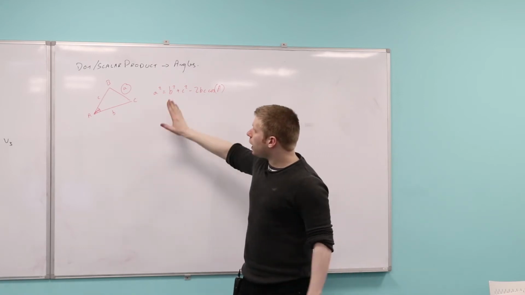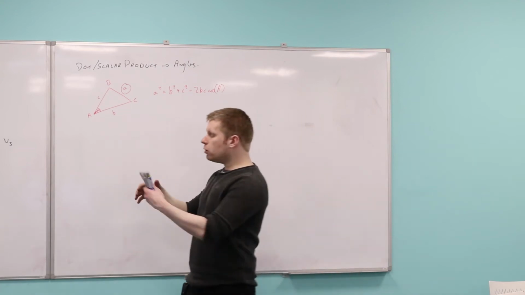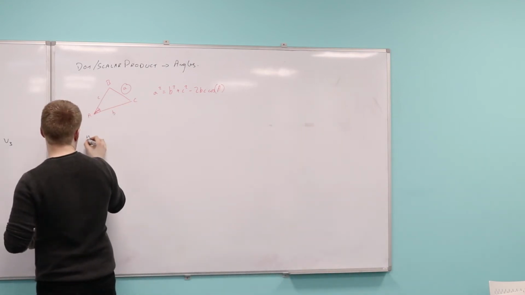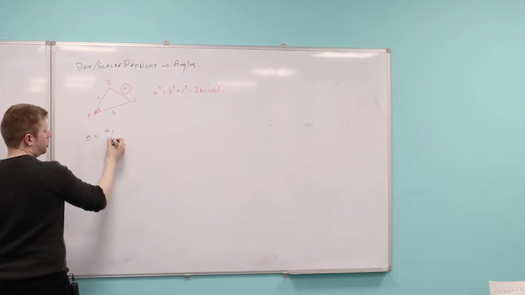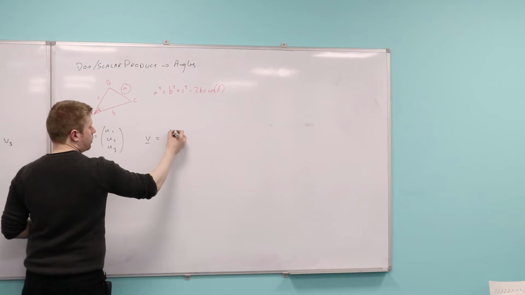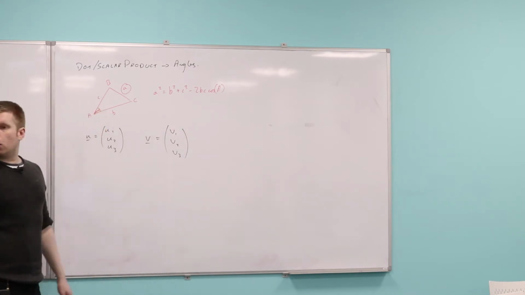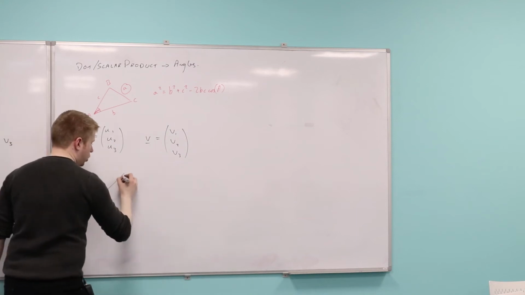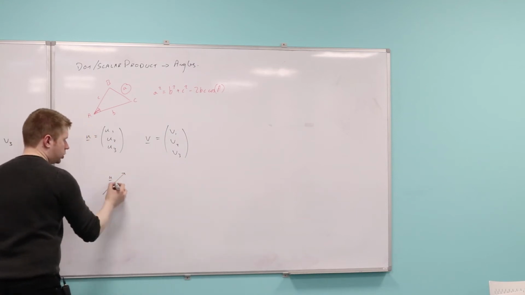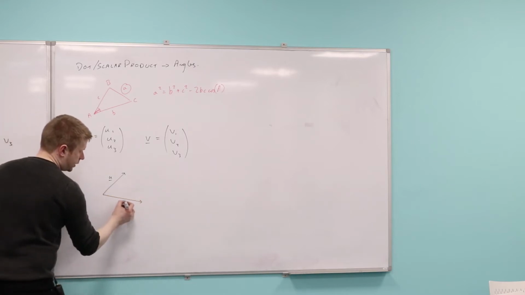So I'm going to play on this idea, but try and relate it to vectors. Let's suppose I give you two vectors. I give you u, which I'm saying is u1, u2, and u3, and I'm giving you v, which I'm saying is v1, v2, and v3. Let's suppose that this is u, so that's u there, and let's suppose that this is v. So that's v there.